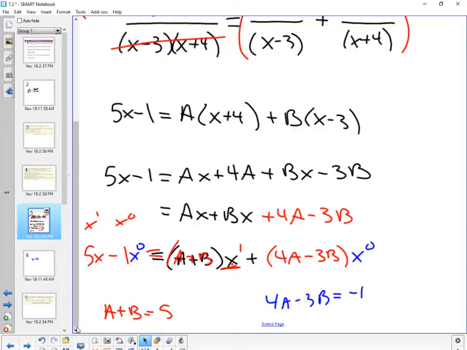Right, that's the question, isn't it? Because we want partial fraction decomposition, so we have to go back to the top and plug in A and B. If we know that a plus b equals 5, then 4a minus 3b equals -1. Now, if these equations only had one variable, I would be able to solve them, right?